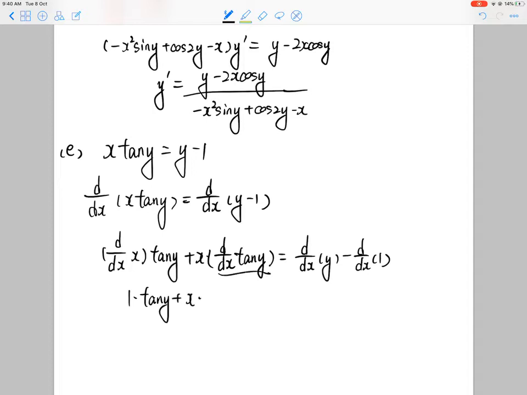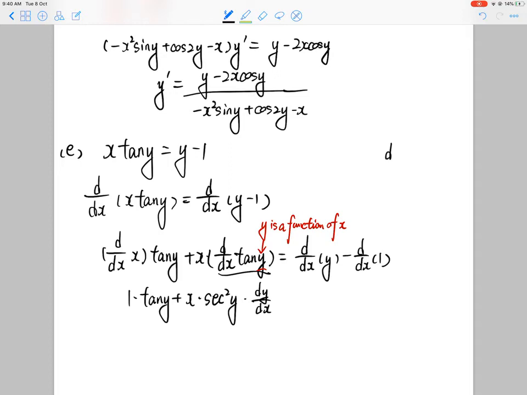So here we use a chain rule. First, tangent of something, the derivative is secant squared. And y is a function of x. Remember, in part D, we discussed that y is a function of x. So you have to multiply by dy over dx.